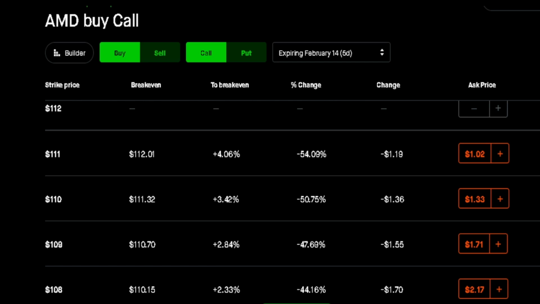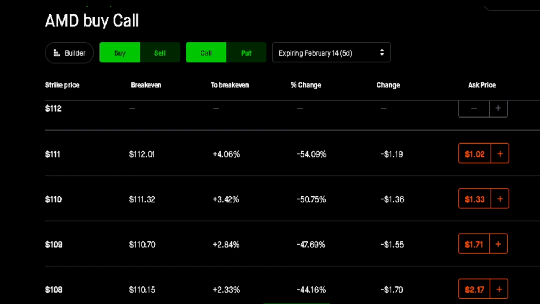First things first, what is a poor man's covered call? It's a strategy that mimics a traditional covered call, but with a lower initial cost and lower capital requirements. Typically, when you sell a covered call, you own 100 shares of the stock, and then you sell a call option on those shares. But for a poor man's covered call, you replace the 100 shares of stock with a long call option. This gives you the same exposure to the stock, but at a fraction of the price.